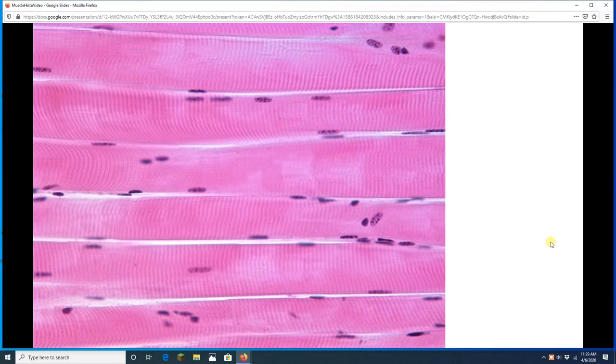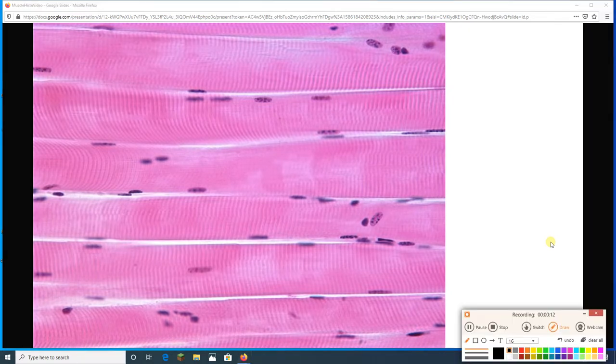Now, what we're going to do is look at the three basic types of muscle. If you recall from lecture, the three basic types of muscle are skeletal muscle, which is actually the one that we've got right here. Skeletal muscle attaches to your bones generally, moves your limbs, moves your body. It is a voluntary type of muscle.